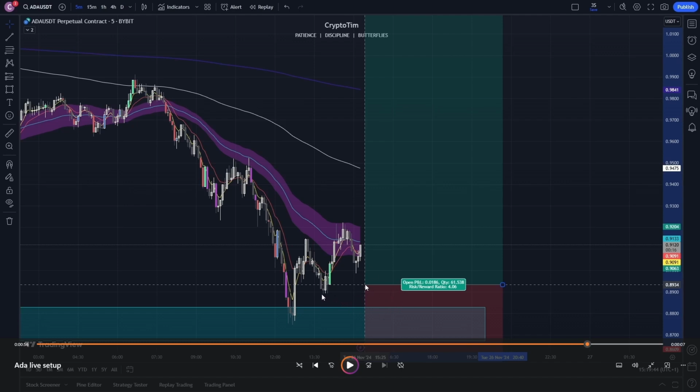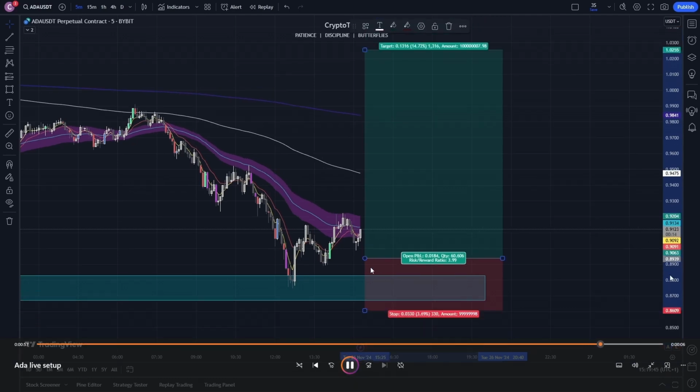Keep in mind it can go lower, it can take out this low, it can take out this low. That's why our stop loss is quite a bit lower, so we do have that wiggle room right here. So entry on full recovery.